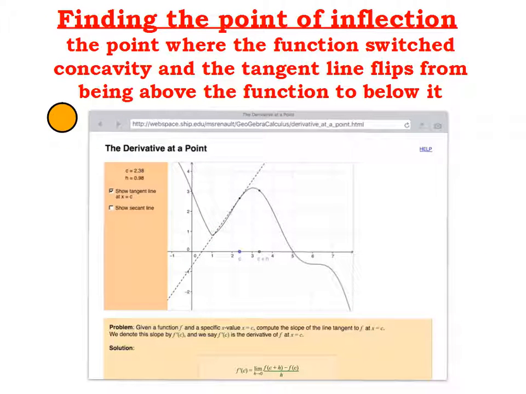The other type of critical point that we have is a point that we call the point of inflection. It is the point where the function, the curve, switches concavity. Now, we don't talk a lot about concavity, but it's whether it's concave up or concave down. And if you look at our tangent line on this one, you can see that the tangent line sits here and is riding on the top of the curve.